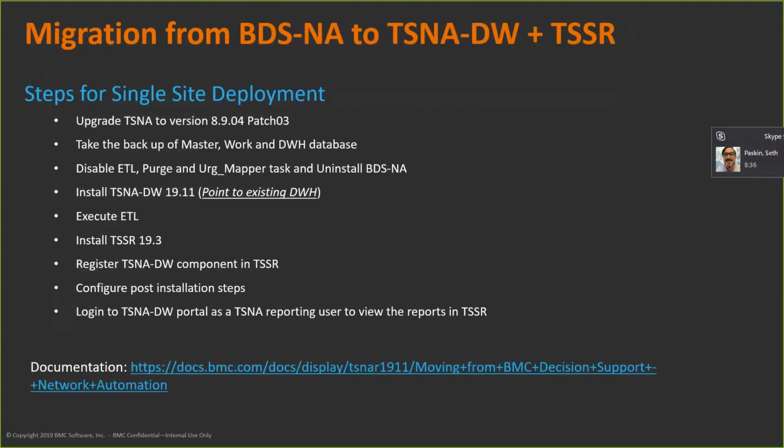So the steps more or less remain similar, except that you have to disable the ETL on the BDSNA, and the reason for that is because you can't run ETL from two different systems. If you do that, the data in the data warehouse will get corrupted. So you have to disable the ETL, purge, and URG mapper systems, and then the rest of the steps remain the same. There is detailed documentation available for that as well. But the important thing is to make sure that we disable ETL so that the data in the data warehouse is not corrupted.